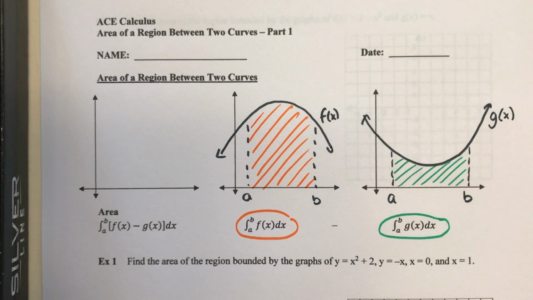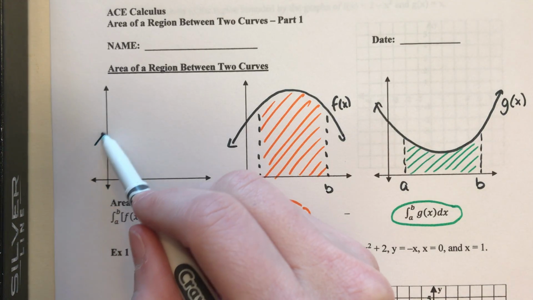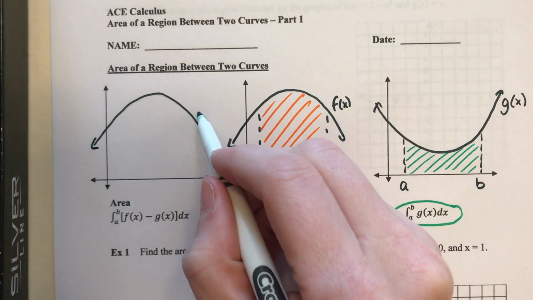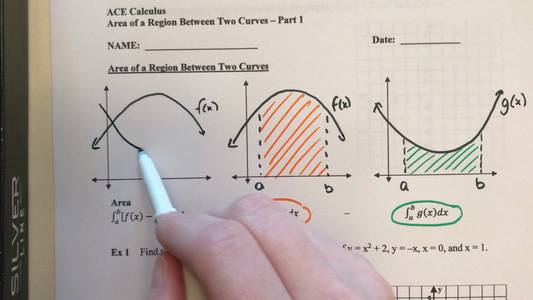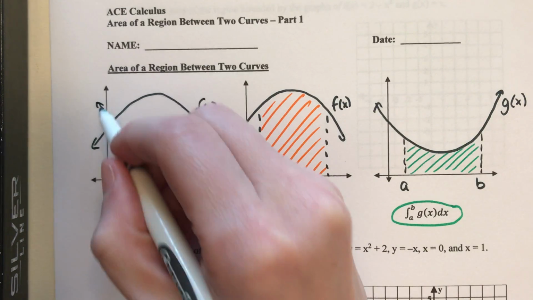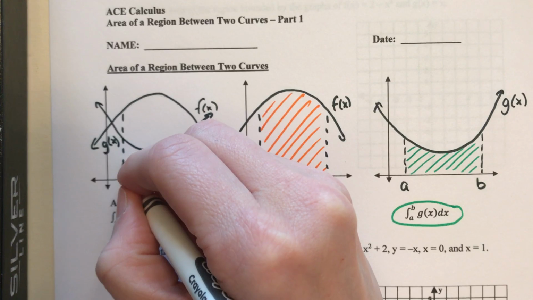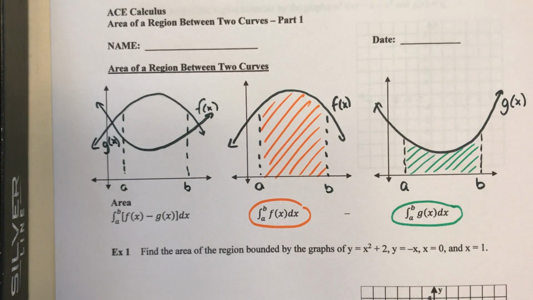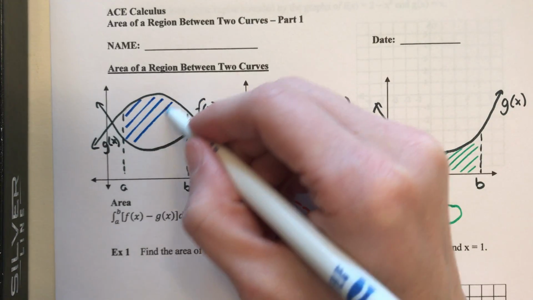Now what we're going to be doing is combining two graphs together. So I'm going to take the f of x graph and combine it with the g of x graph. I'm still going to mark off from A to B. Now, if I want the area in between, so I'm going to shade the area in between those two graphs from A to B.